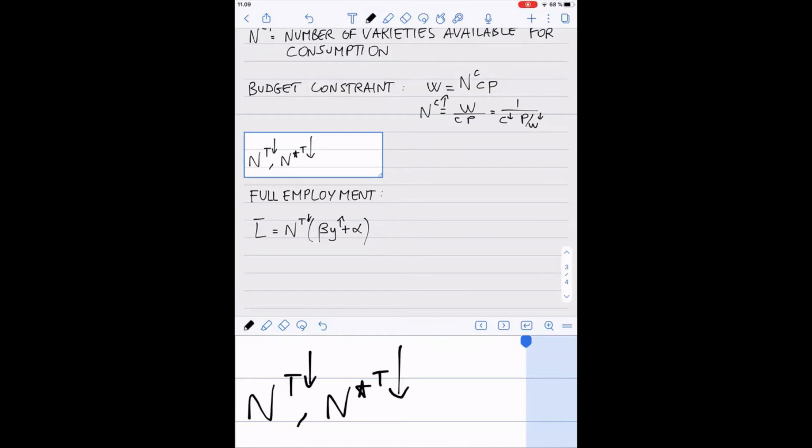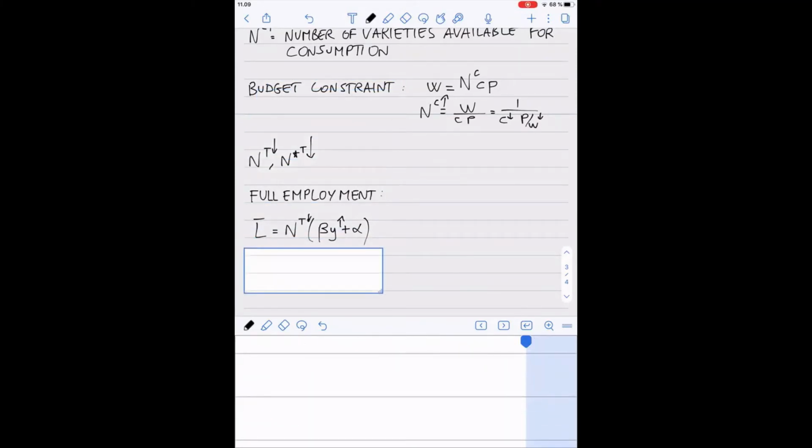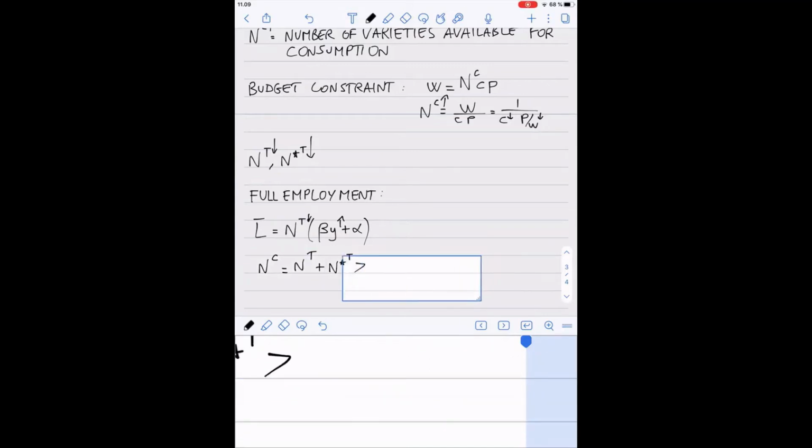So the number of varieties produced in each country declines. When Denmark starts trading with Sweden, some Danish company will exit. There will be fewer varieties produced in Denmark. However, recall that we established that N_C, the number of varieties available for consumption, which equals N_T plus N*_T, is actually greater than the number of varieties in autarky.